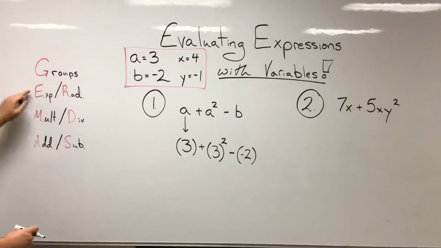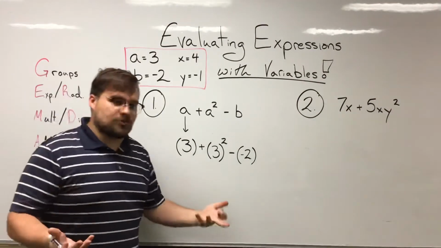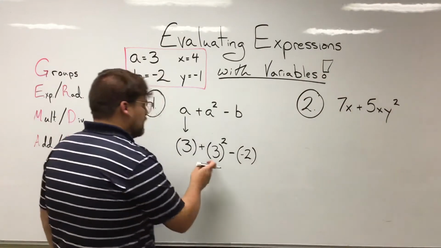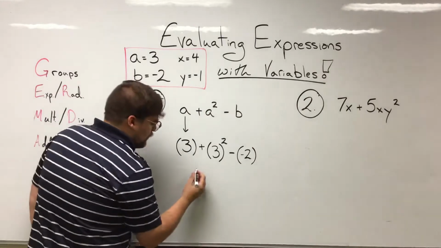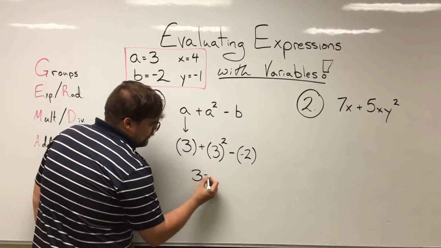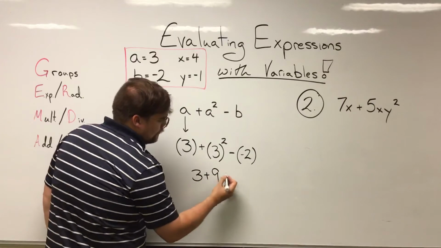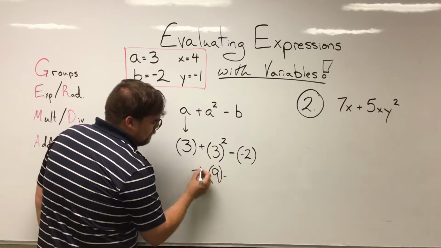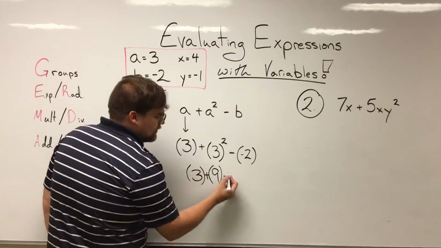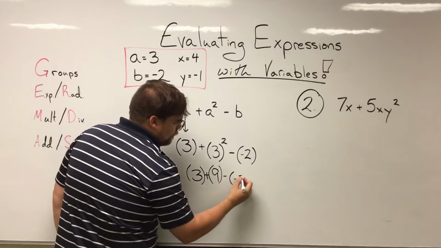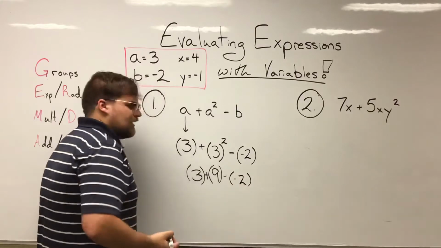So that's good. Next up is exponents and radicals. Do we have any of that? Absolutely we do. We have a 3 squared right here. So I'm going to replace that. Well, 3 squared is just 3 times 3, or 9. I'm going to keep these numbers in their parentheses as I'm solving this, just to keep things kind of clear.